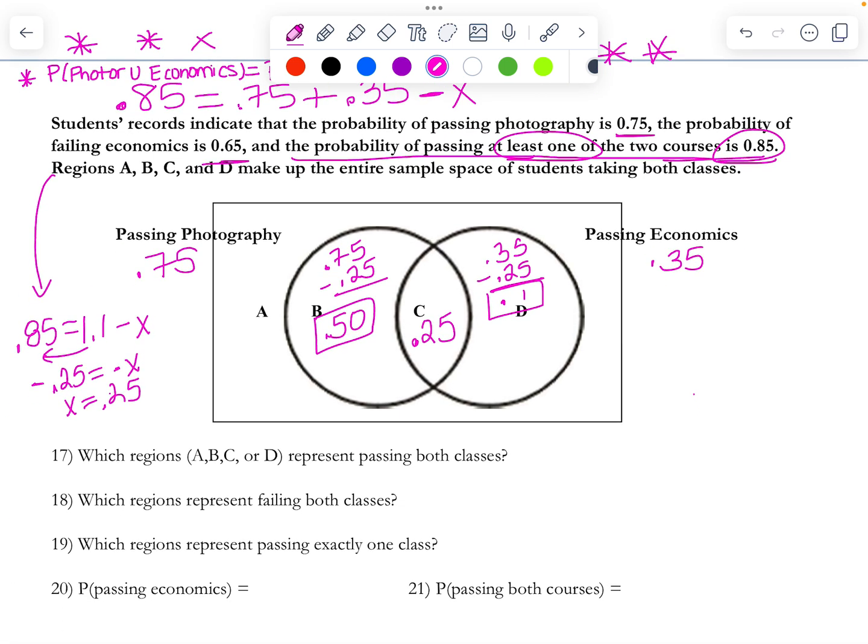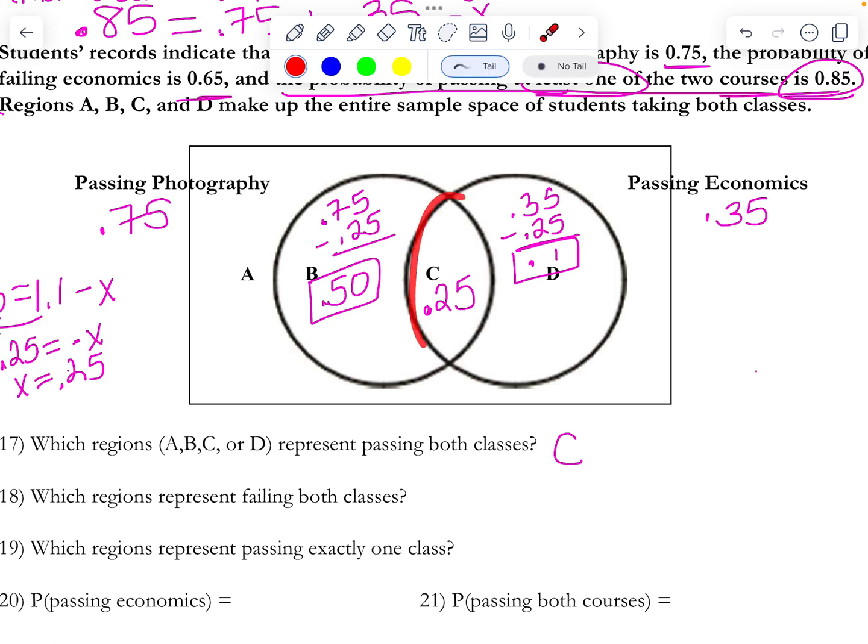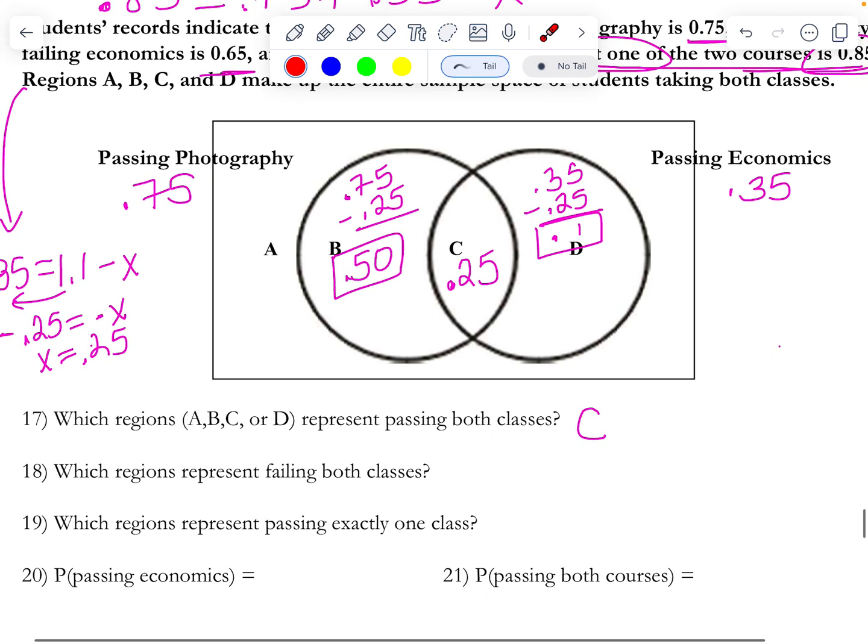It says here, which regions, A, B, or C, represent passing both classes? Both classes would be region C. This is passing both classes. Which region represents failing both classes? That's going to be outside the circles. That's going to be A.